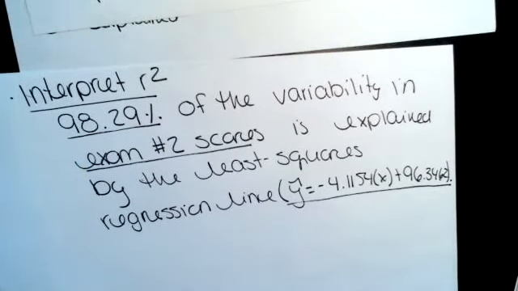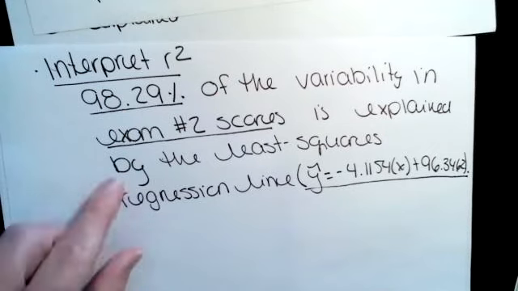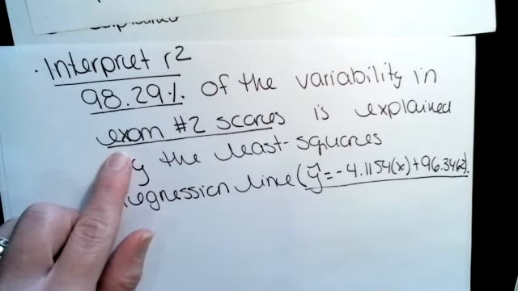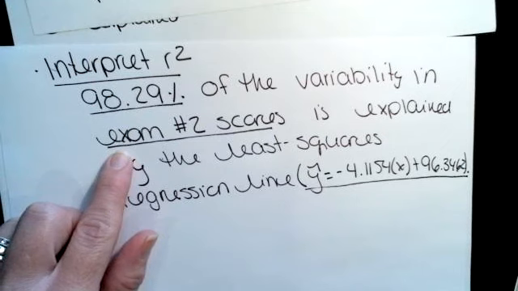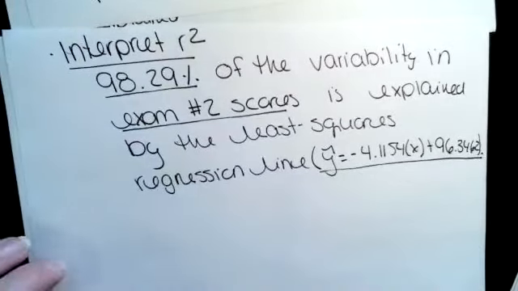Now, when we're doing interpretations, I don't want you guys to just say x and y in your interpretations. I want to be able to read an interpretation and not guess what problem you're working on or what you're studying. I want to know that you're studying exam 2 scores, and not just y right there. So anytime we do an interpretation, we always put it in the context of the problem. So whoever's reading your interpretation, it's clear. They don't have to go back and look to see what you're studying. All right.